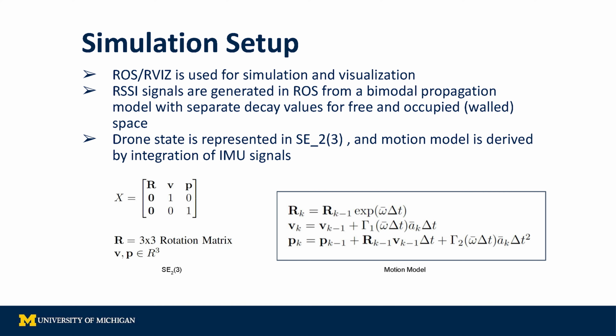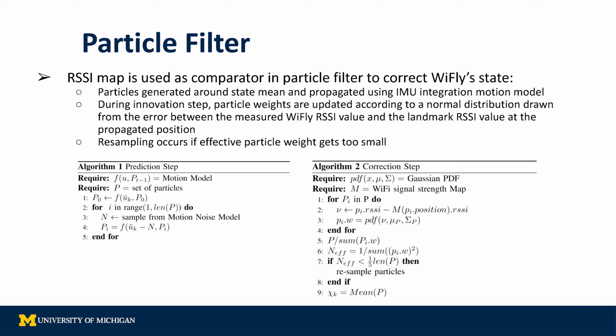On the bottom left, you'll be able to see our state, which includes a 3x3 rotation matrix and a vector of velocities and positions in R3. On the right, you'll be able to see our motion model, where the barred values are bias-corrected terms for rotational velocity and acceleration. Our particle filter uses an RSSI map, which is the relative signal strength of the Wi-Fi, in order to correct the current state.